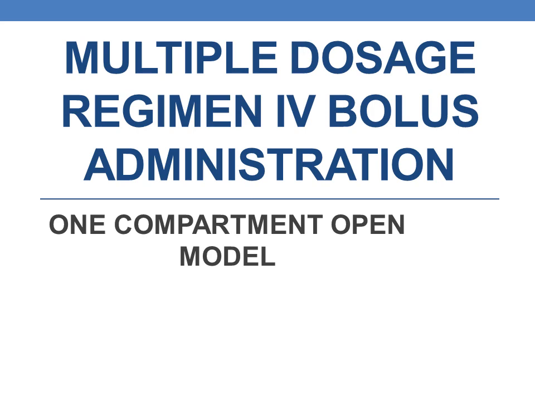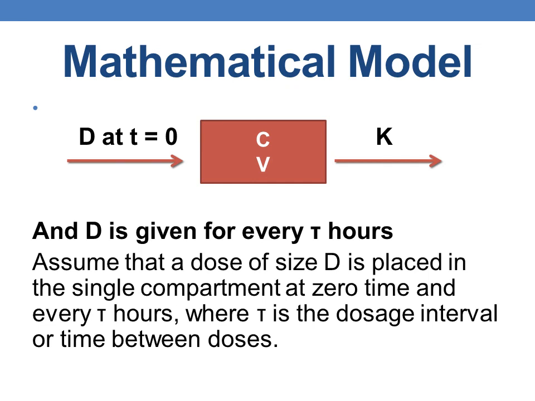Hello everyone, now we are going to discuss the multiple dosage regimen of IV bolus administration. One compartment, open model, IV bolus administration. So this is a schematic representation of multiple dosing IV bolus administration. Here D is the dose of the drug that is given for every dosing interval. Tau is nothing but the dosing interval.